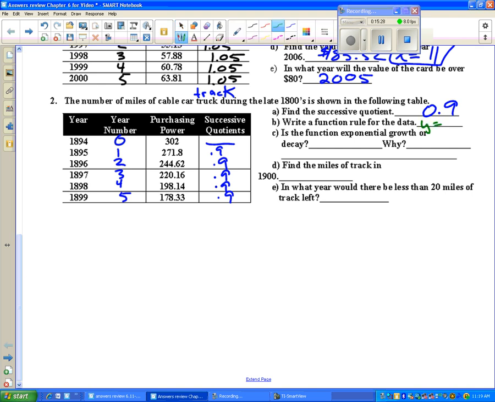Write a function rule for the data. That's going to be y is equal to my starting amount. How about starting miles of track? Sorry about that. It's 302 times 0.9 to the x power. Is the function exponential growth or decay? It's decay. Why? Because my successive quotient is less than 1, or we can say the amount of track is decreasing.